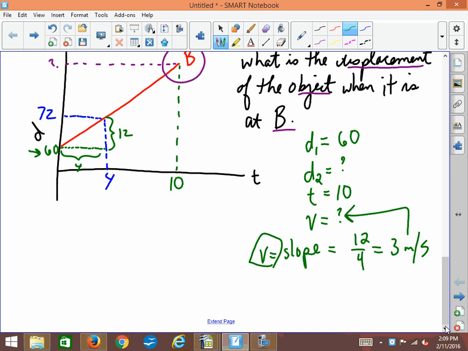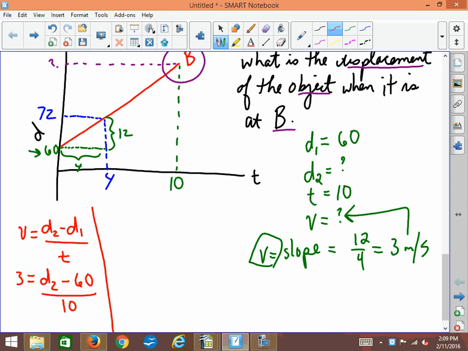Now, there's two ways you could approach it from here. You could just plug in the numbers and figure it out. So option 1 would be, okay, I'm just going to do this now. I'm going to go V equals D2 minus D1 over T. That's our formula. I'm going to put 3 equals D2 minus D1 is 60, and the time is 10. So if I continue that beside here, then multiply both sides by 10, right? So you get 30 equals D2 minus 60. Good. And then move the 60 to the other side. 30 plus 60 equals D2. And so that spot is 90.